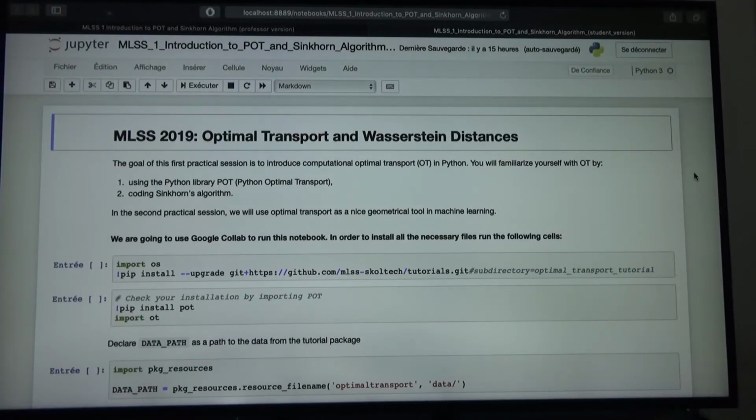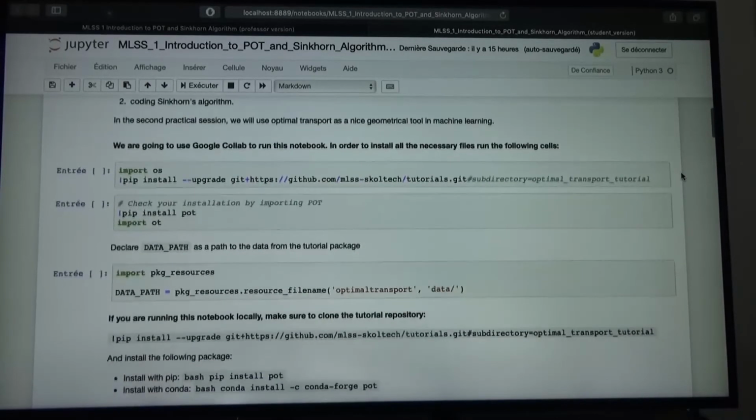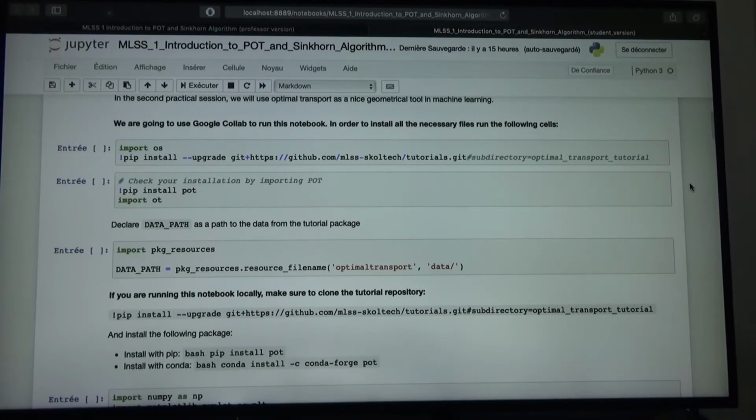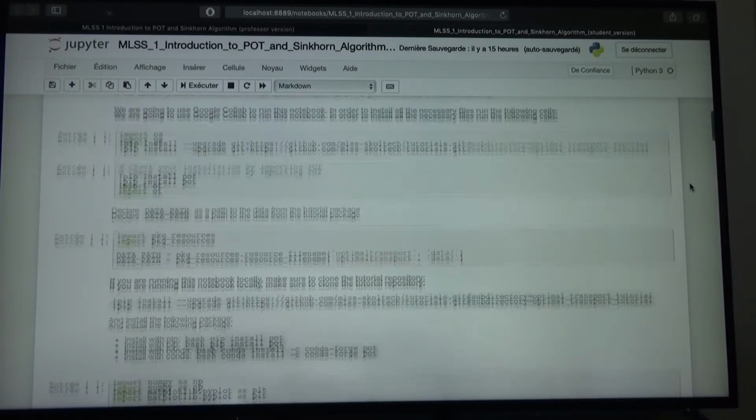Okay, so first we're going to solve this optimal transport problem exactly using an external package called POT, that stands for Python Optimal Transport. So you have first to install it, but on the Colab notebook, it's just the first line. And then you just import it using import ot, that is, import the optimal transport package.